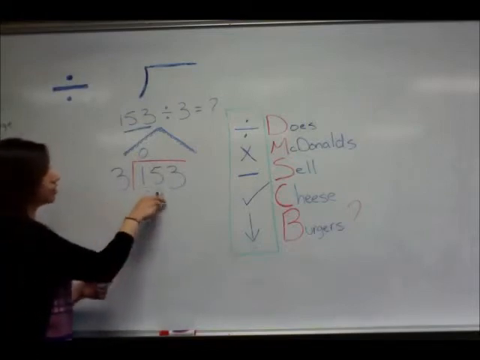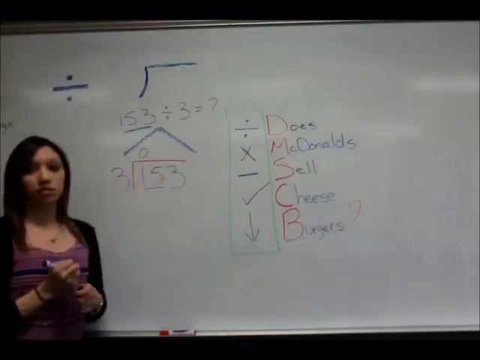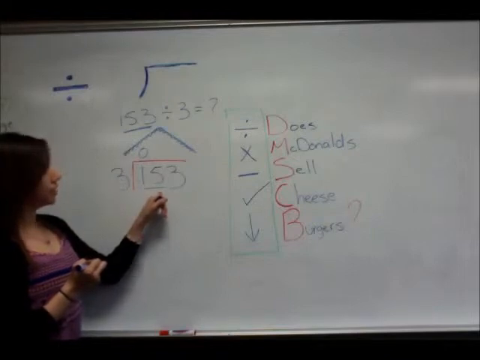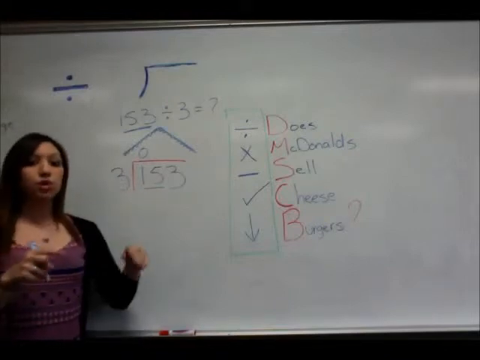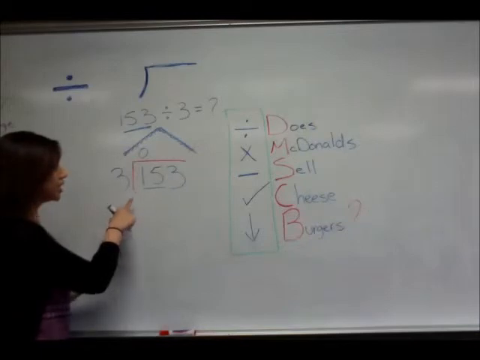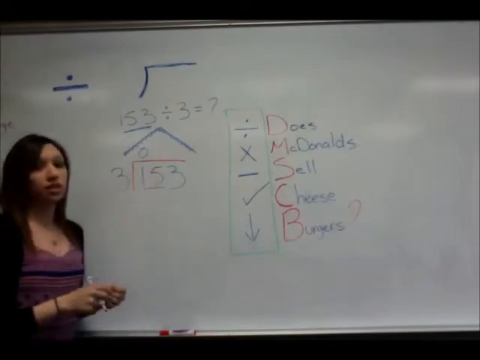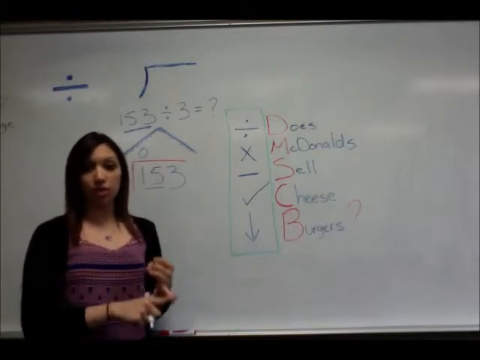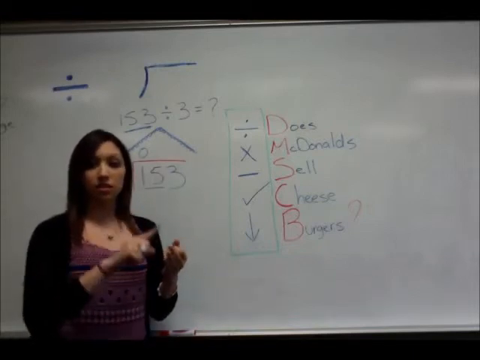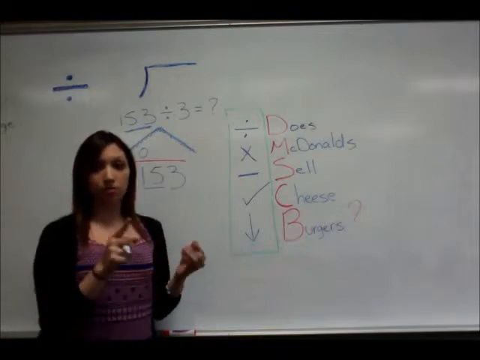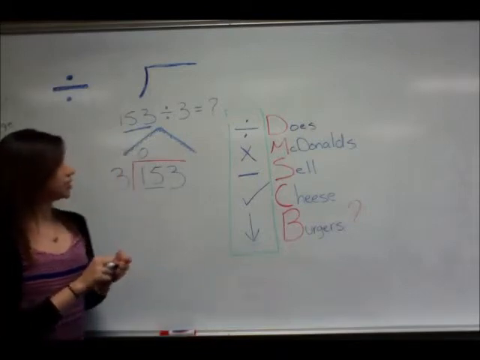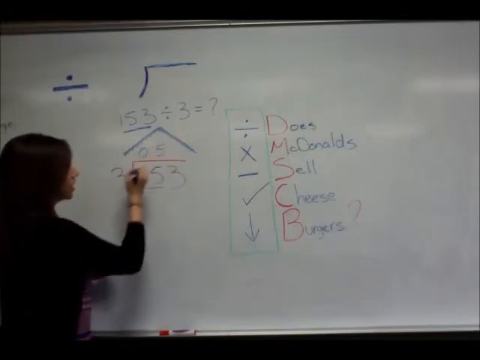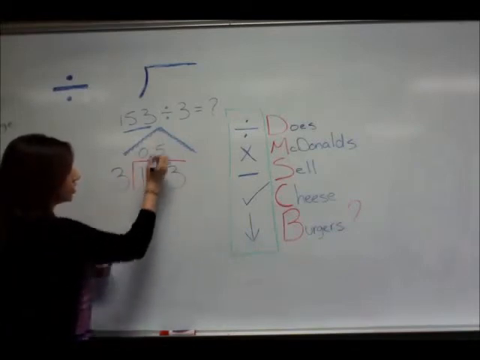Now, 3. How many 3's go into 15? And what are we doing? We're dividing. How many 3's go into 15? And then this is where multiplication comes in. 3 times what gives you 15? Let's do the multiplication facts of 3. 3 times 1 is 3, then 6, 9, 12, 15. So our answer would be 5. So 5 times 3, multiplication, is 15.